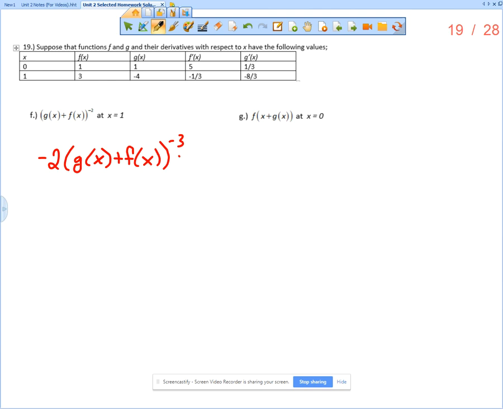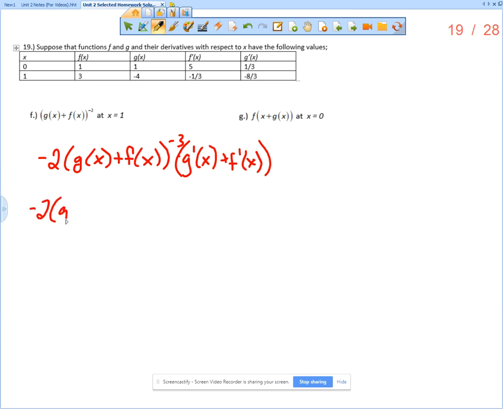Then I multiply by the derivative of the inside. So what's the derivative of g? That would be g prime of x, right? And then plus the derivative of f, which would be f prime of x. Now, it's important that you remember that this sum needs to be multiplied by what we had initially, so I need parentheses around it. All right, now we want to evaluate this at x equals 1.